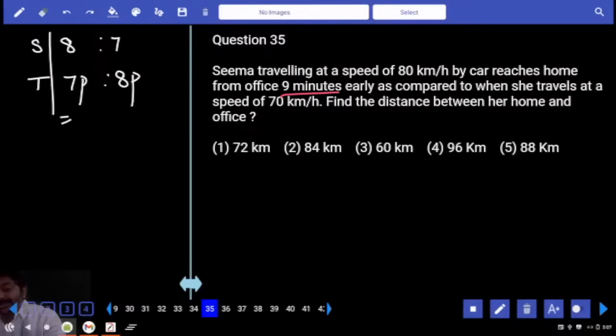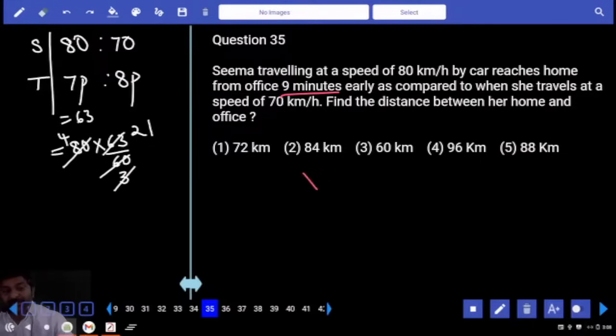7 parts, 63. And at that time, what was the speed? 80. We were asked to calculate distance, right? Speed into time divided by 60 to convert minutes to hours. Are you okay? 20. 4 times 20. 3 times 3. 21 into 4. 84.